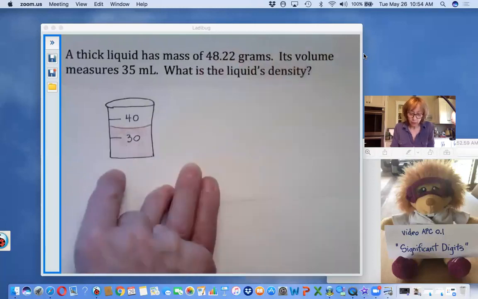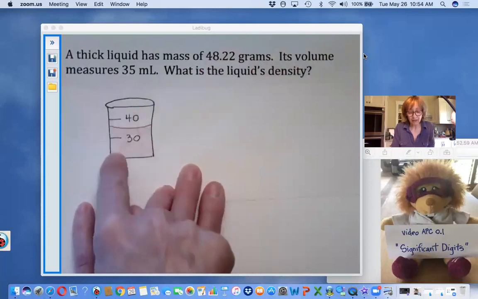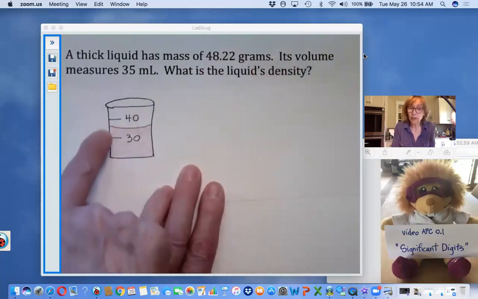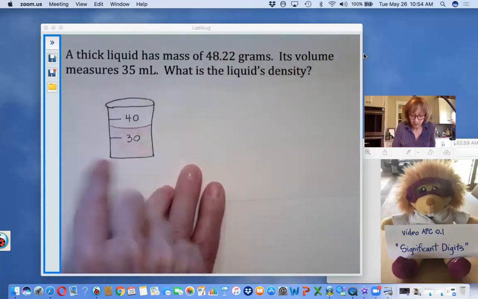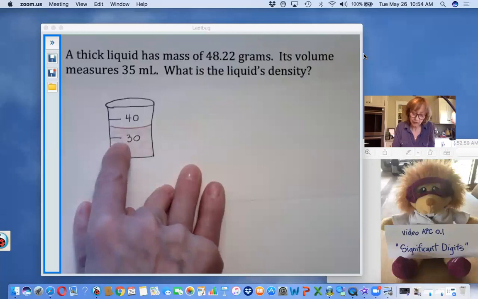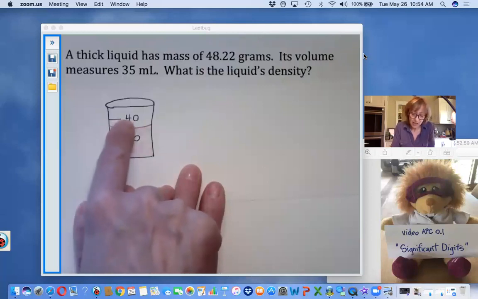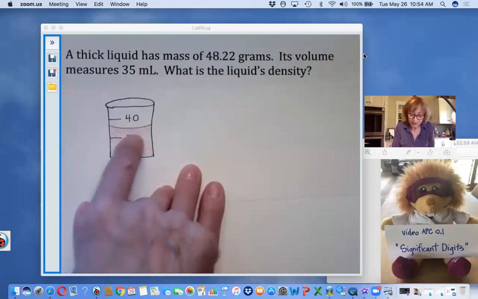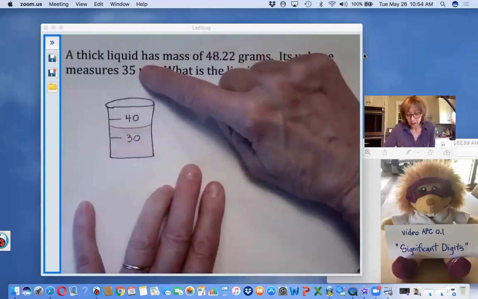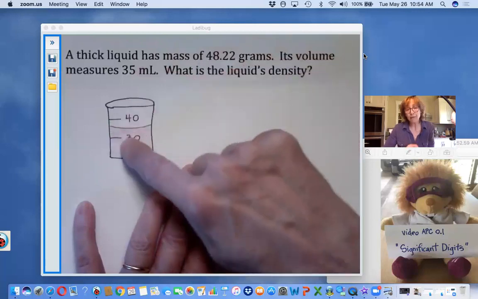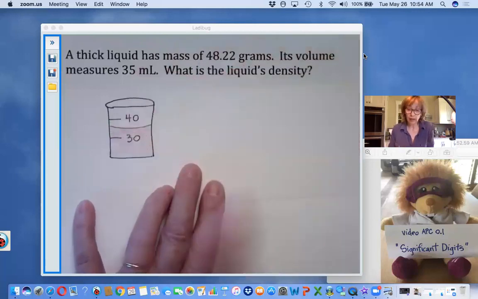Then the liquid was poured into a volume measuring device. This looks to me like it's a beaker, which, by the way, is not a good device to use for measuring volume. But because it only has a mark at 30 milliliters and then one at 40, the best we can do is to estimate, and we're going to say we're estimating it to be a 35 milliliter volume. Someone else might say 36, someone else might say 34.